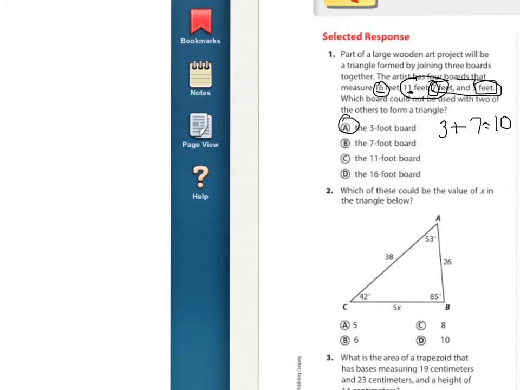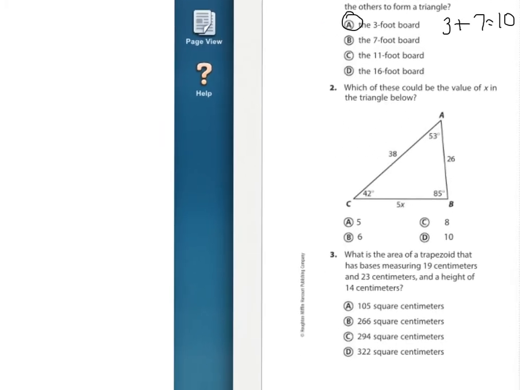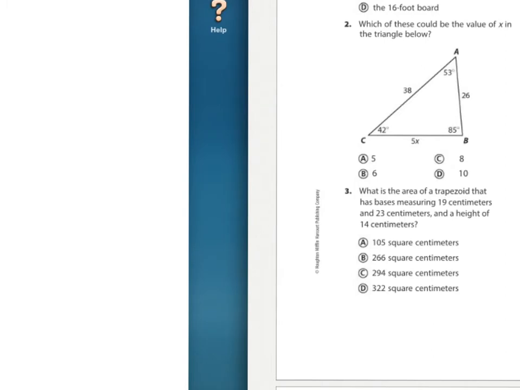Number 2, which of these could be the value of x in the triangle below? Remember, the rule for this is that the biggest angle is across from the longest side. So my biggest angle is 85. That means my biggest side is 38. My smallest angle is 42, and across from it is 26. That means my shortest side is 26.